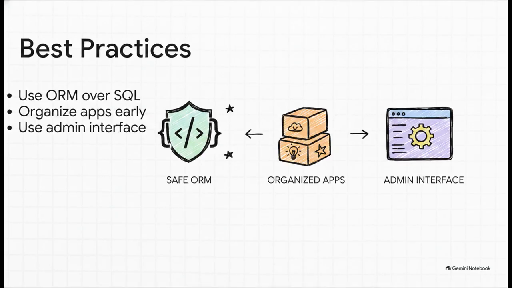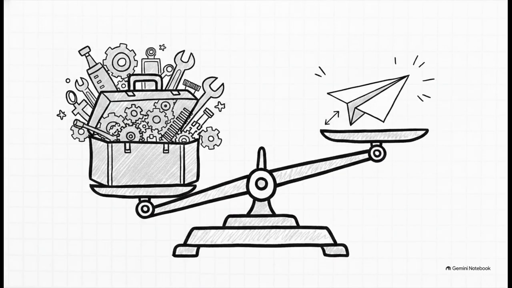So, for your own future projects, remember these core actionable takeaways. First, definitely take full advantage of the ORM to keep your code safe rather than writing raw SQL. Second, organize your project into distinct apps early on to avoid a tangled mess later. And third, absolutely utilize that auto-generated admin interface right from day one to accelerate your team's development process. Django gives you an incredible, heavy-duty toolbox to build complete web applications faster.